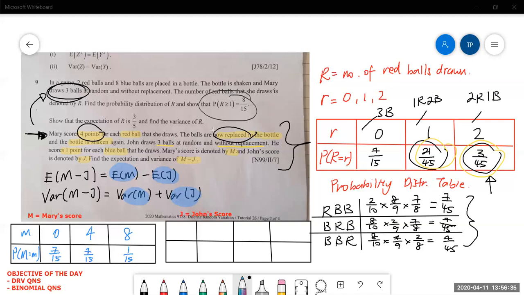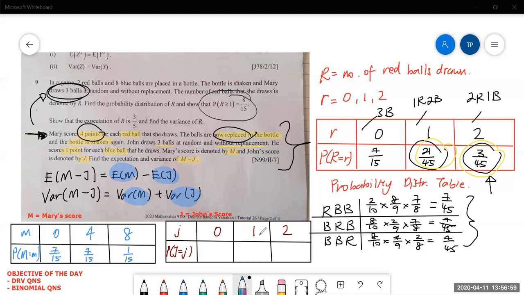That is messed up. Means we have to recalculate again. Why? This is J. So it's the probability of capital J equals small j, which is equal to 0 points, 1 point, and 2 points.